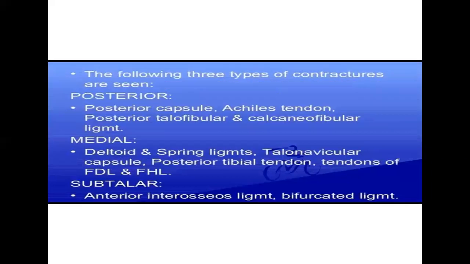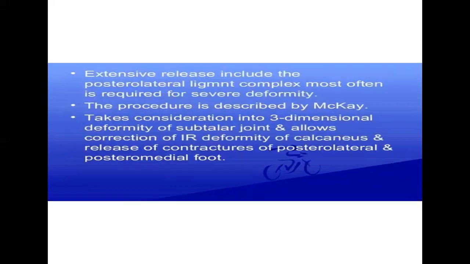The following types of contractures are seen: posterior capsule, Achilles tendon, posterior talofibular and calcaneofibular ligaments, medial deltoid and spring ligament, talonavicular capsule, posterior tibial tendon, tendons of the FDL and FHL, subtalar interosseous ligament, and bifurcate ligament. Extensive release includes the posterolateral ligament complex, most often required for severe deformity. The procedure is described by McKay.